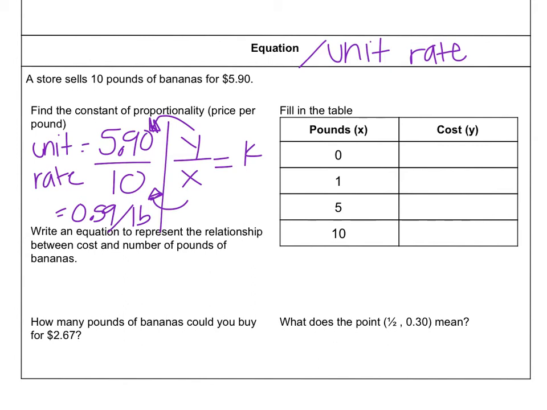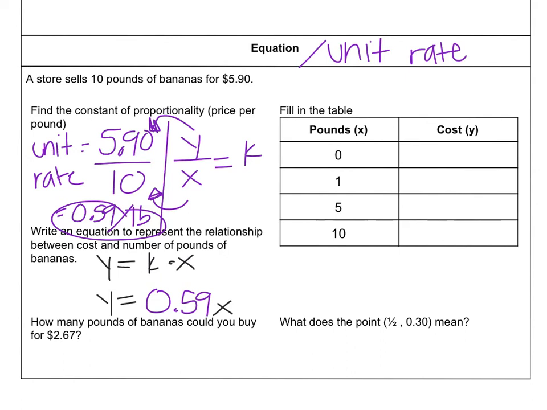Okay, so writing an equation, y equals k times x, y equals what I found to be the price per pound, 59 cents, x. So there's my equation. So how many pounds of bananas could you buy for $2.67?